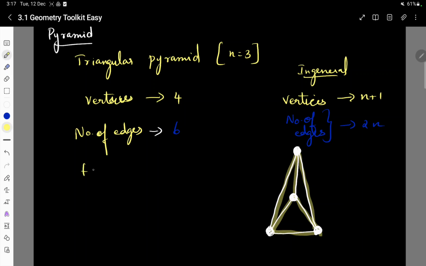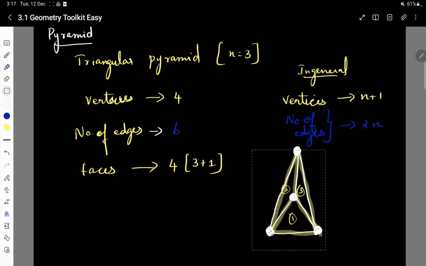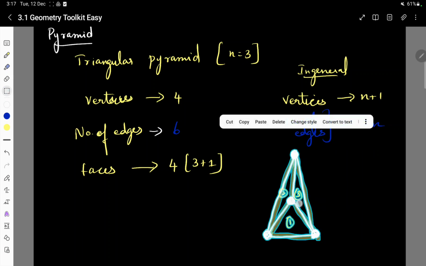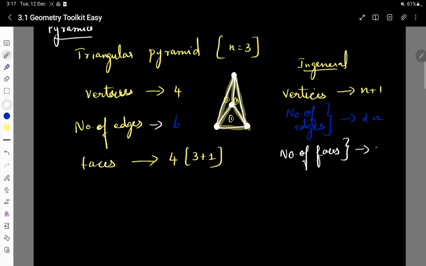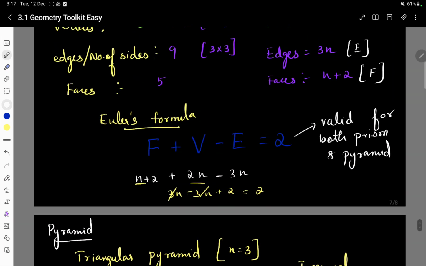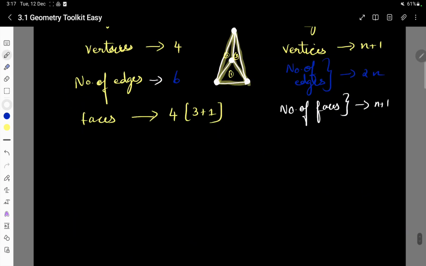So next faces. If we count the faces here, 1, 2, 3, and the back side we have 4. So the number of faces will be 4, which is 3 plus 1. So what I can write here is n plus 1 will be the number of faces. And here also Euler's F plus V minus E will be equal to 2. Here also it is true.